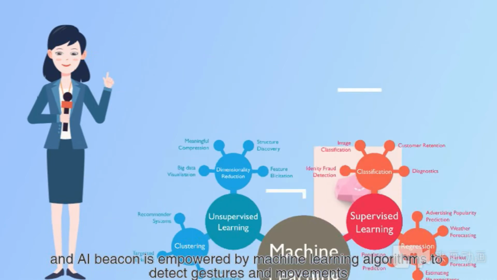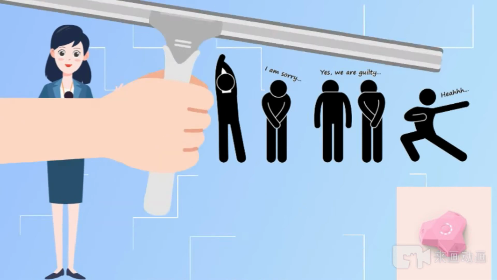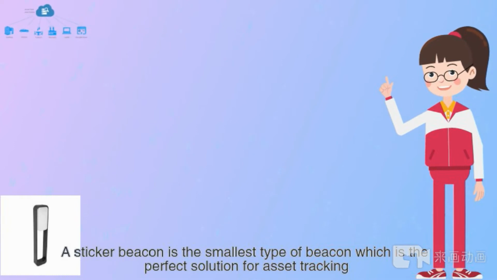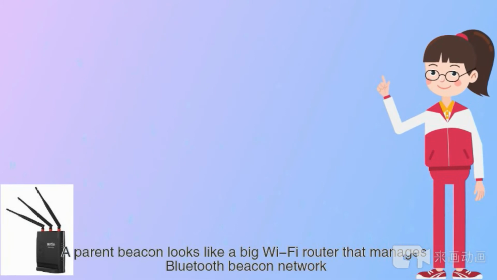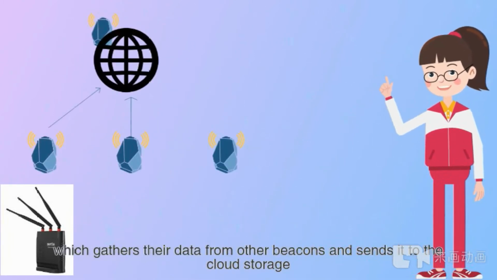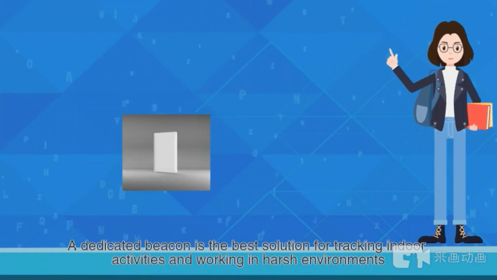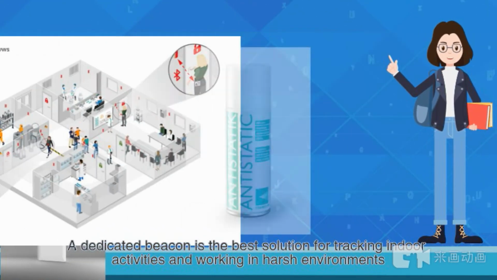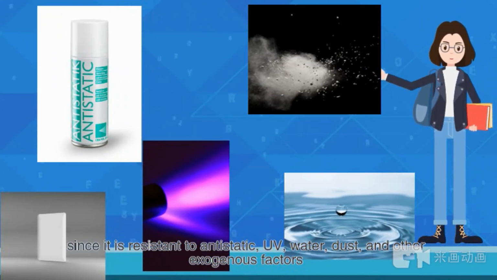An AI beacon is empowered by machine learning algorithms to detect gestures and movements. A sticker beacon is the smallest type of beacon, which is the perfect solution for asset tracking. A parent beacon looks like a big Wi-Fi router that manages the Bluetooth beacon network, which gathers the data from other beacons and sends it to the cloud storage. A dedicated beacon is the best solution for tracking indoor activities and working in harsh environments, since it is resistant to antistatic, UV, water, dust, and other exogenous factors.